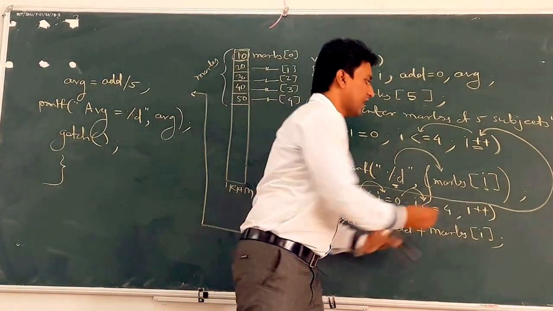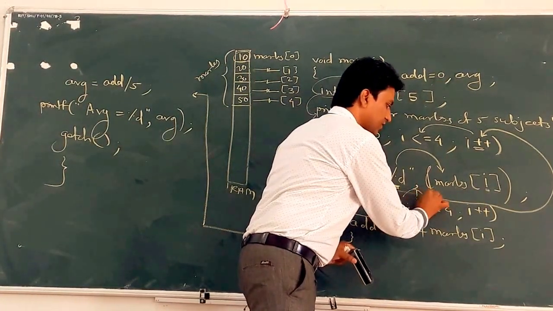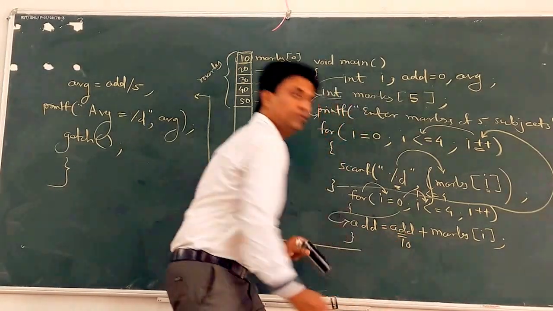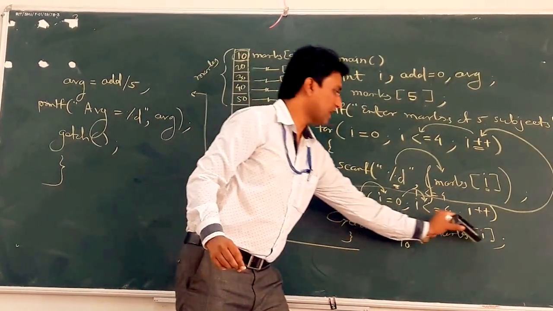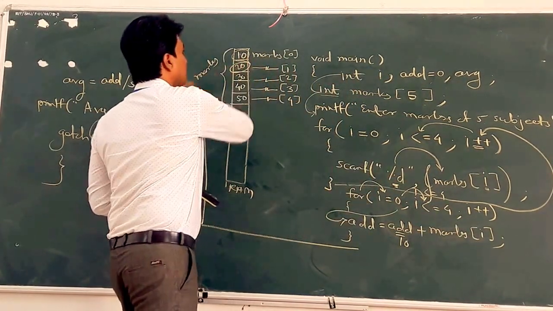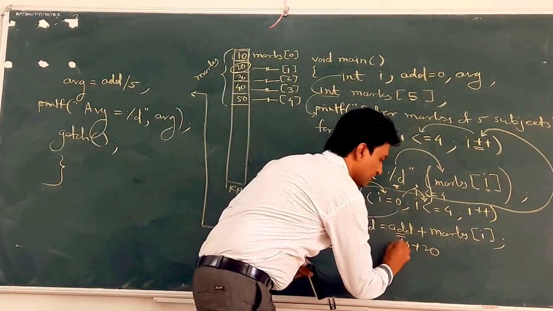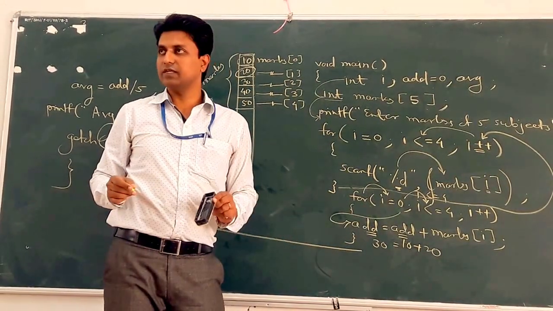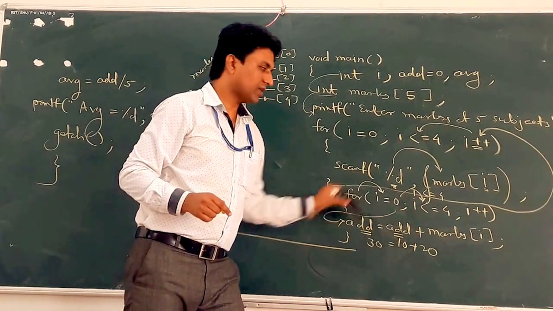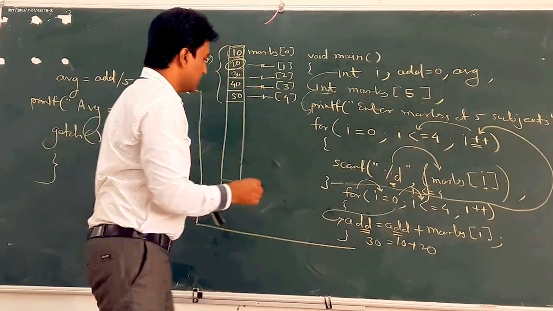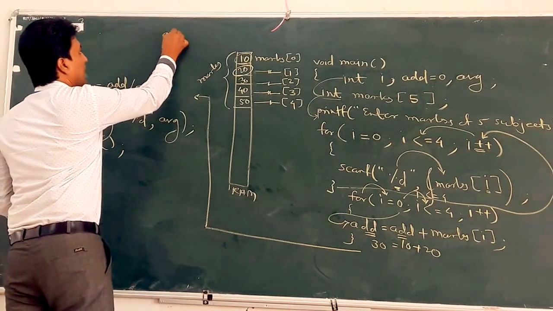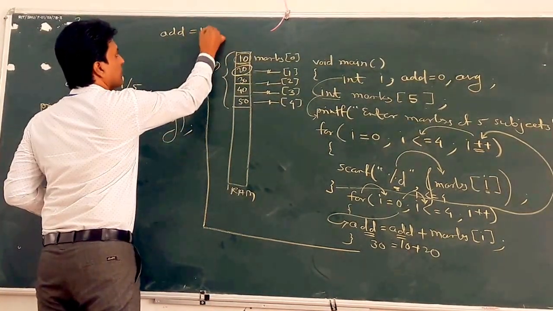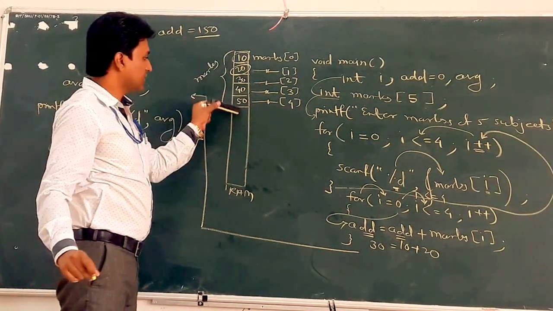Again this loop continues. i plus plus, that is 1. 1 less than or equal to 4, condition true. Again add: the value of add now becomes 10. 10 plus marks of 1. What is the marks of 1? 20. So 10 plus 20, what is the result? 30. Now 30 is stored into the add variable. Like that, this loop gets executed 5 times, and what is the final addition? Add is equal to 150. Clear? Addition is equal to 150.